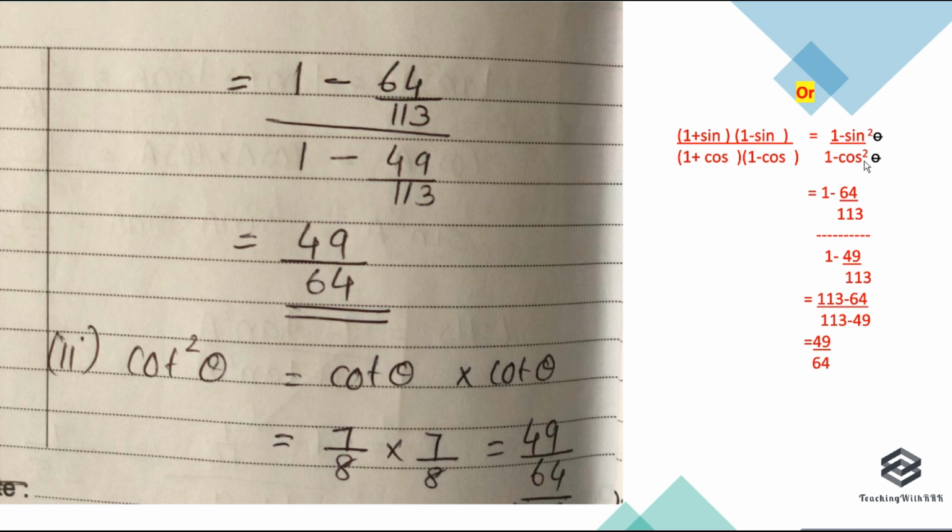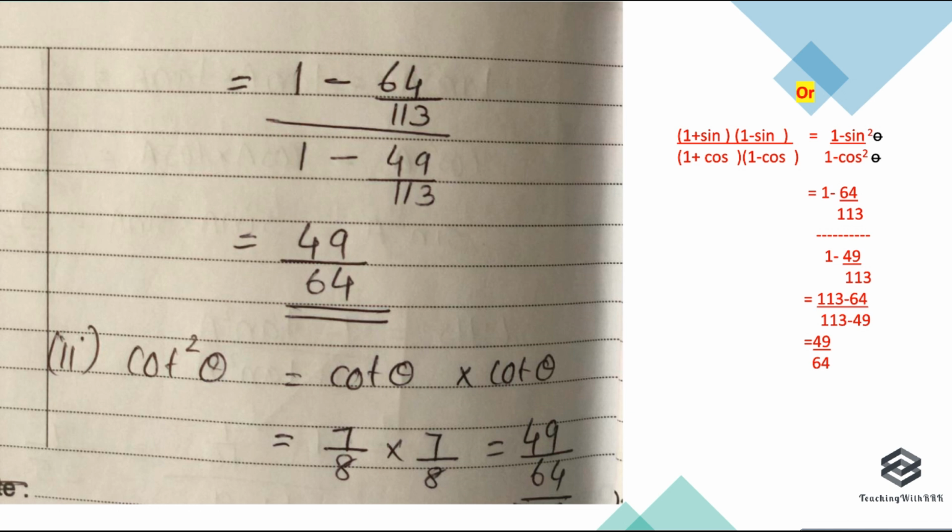Here I wrote like this. Or from here itself you can apply the a plus b and a minus b formula. 1 plus sin theta and 1 minus sin theta equal to 1 minus sin square theta. 1 plus cos theta and 1 minus cos theta equal to 1 minus cos square theta.